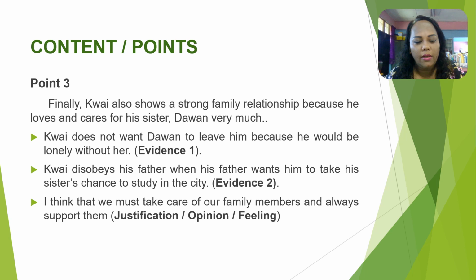All right, let's look at the third point. Now the third point looks at Kwai, Dawan's younger brother. Finally, Kwai also shows a strong family relationship because he loves and cares for his sister Dawan very much. So you can see again here there are only 2 evidences. The first one, Kwai does not want Dawan to leave him because he would be lonely without her. And the second evidence is when Kwai disobeys his father when his father wants him to take his sister's chance to study in the city.